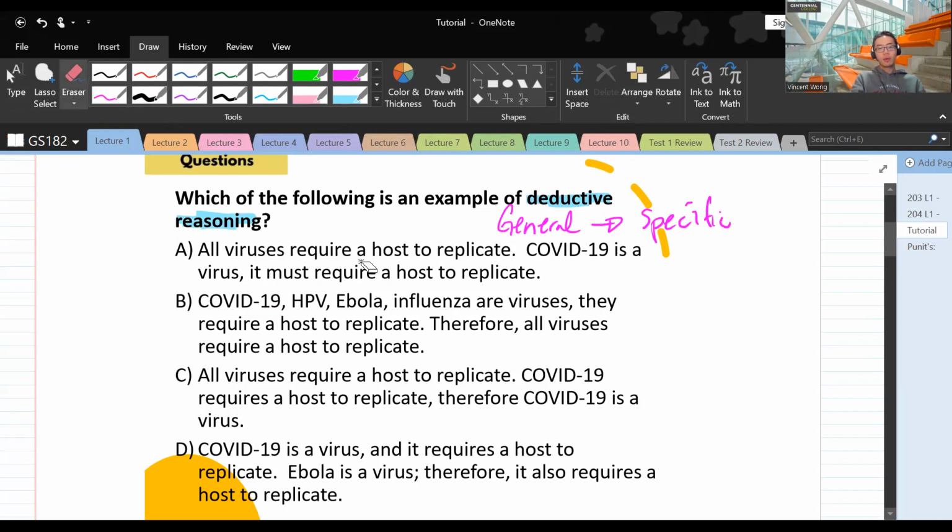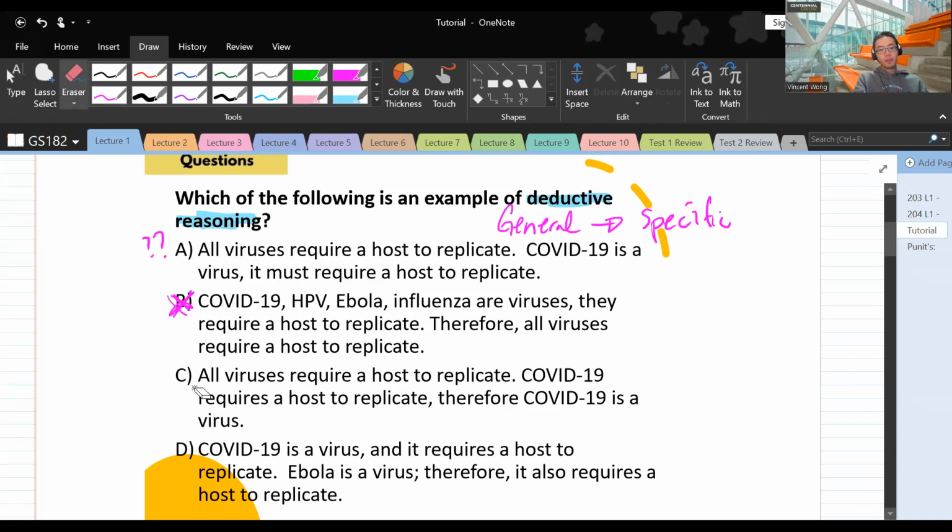All viruses require a host to replicate, right? Because the statement starts with all viruses, that's a general statement, right? So this could be the answer. Okay? I'm going to leave that alone for now. Next one. COVID-19, HPV, Ebola, influenza are viruses. They require a host to replicate. So that sounds like many specific examples, right? Okay, it's like saying, oh, this is $3, that is $3, that is $3. So that is going from specific to general. Not the answer we're looking for.